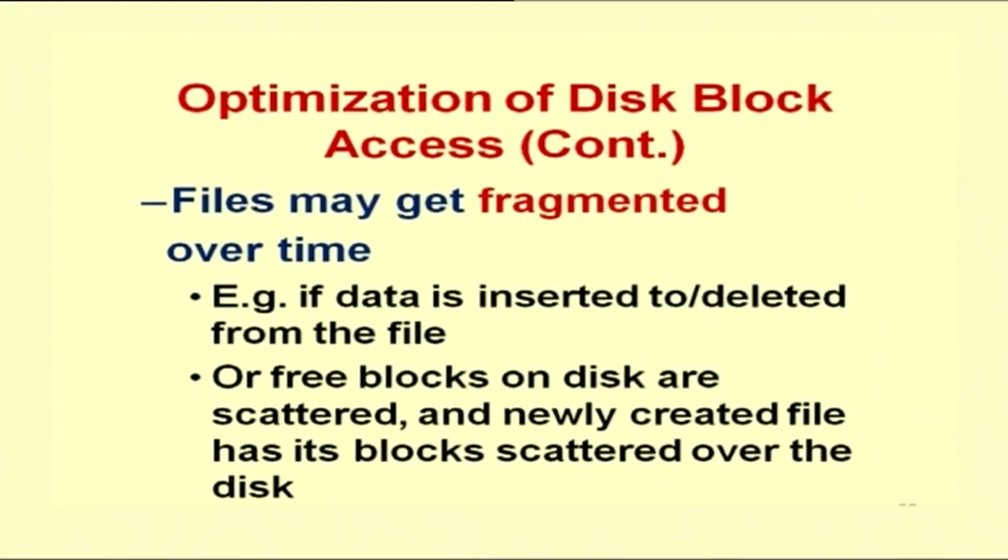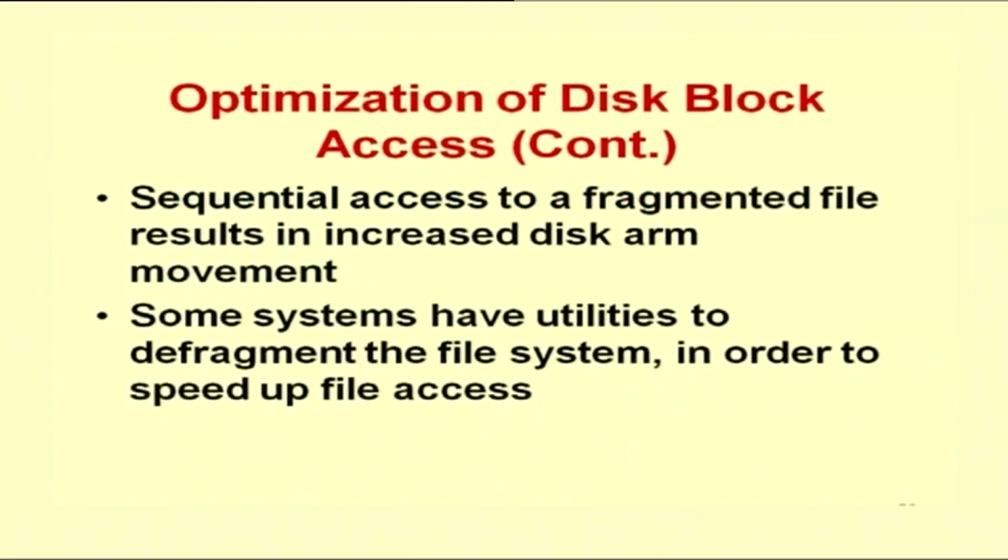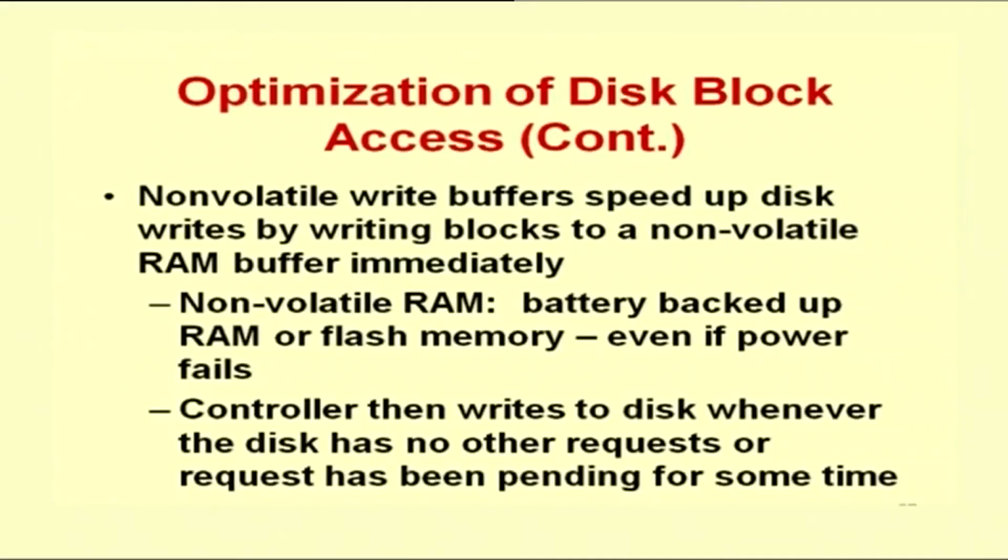For example, if data is inserted or deleted from a file, or free blocks, we have already seen how it can be fragmented. Sequential access to a fragmented file results in increased disk arm movement, because you will have a lot of blocks. So, to speed up the file access, you have utilities to perform defragmentation. Non-volatile write buffers speed up disk writes by writing blocks to a non-volatile RAM buffer memory.